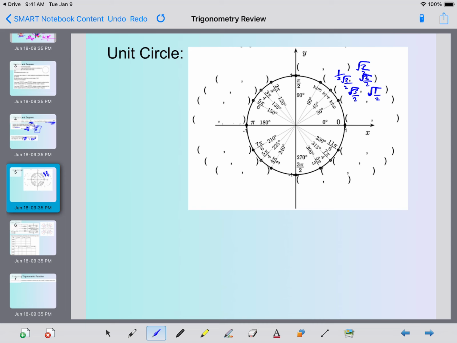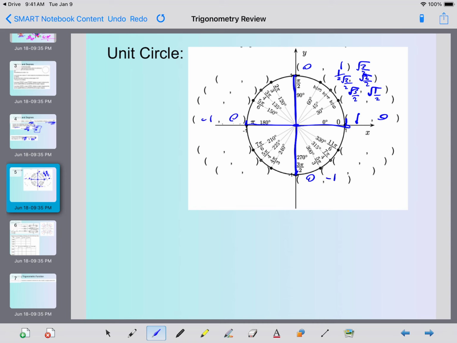And then these points are easy because you know it's a unit circle, so the radius is 1. So this would be 1, 0. This would be 0, 1. This would be -1, 0. This would be 0, -1.